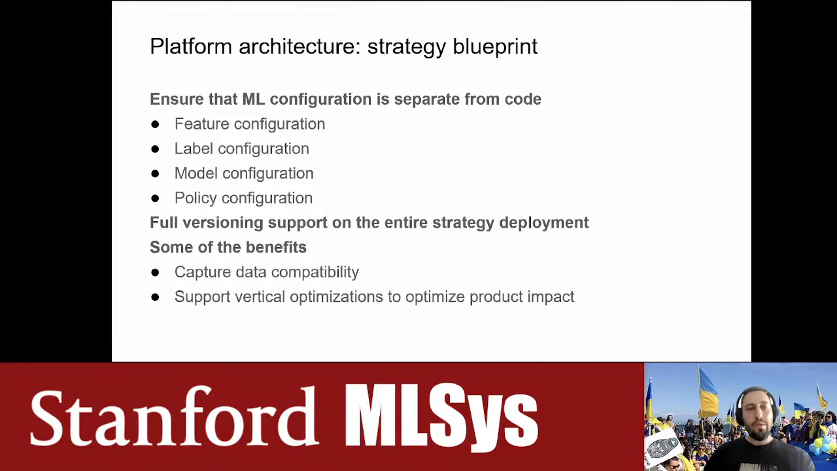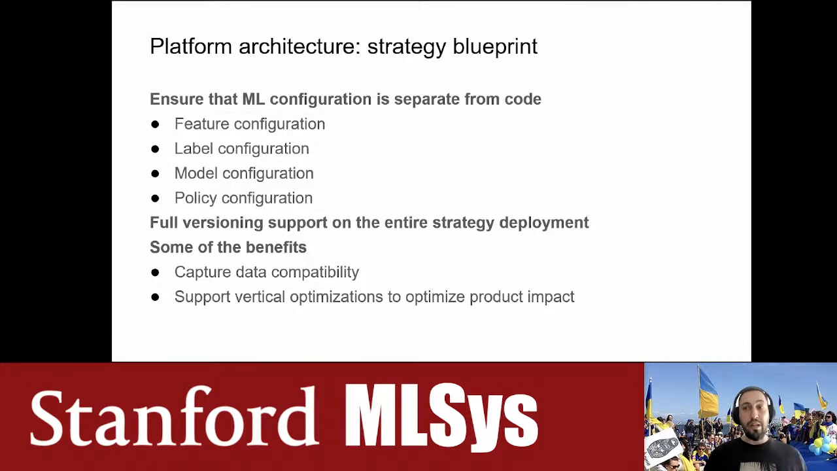The strategy blueprint ensures the ML configuration is separate from code and also ensures that everything that needs to be configured can be versioned. The blueprints support full versioning for the entire strategy deployment. That includes feature inputs and features, labels, the model, and the decision policy. It captures data compatibility. For example, if you update or change the version of one of the inputs, then the entire version increases. And this supports vertical optimizations for product impact.